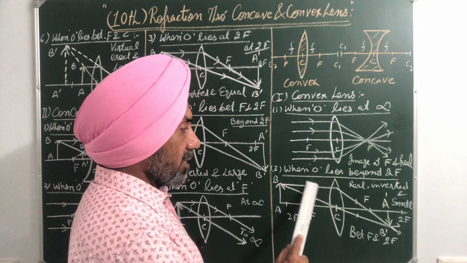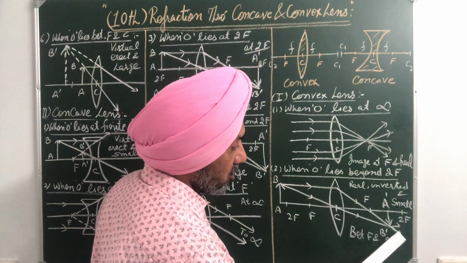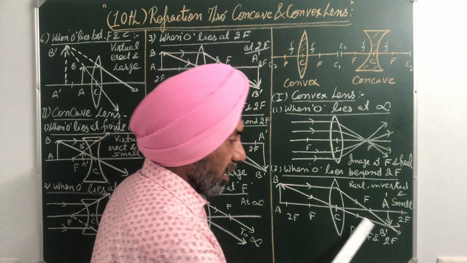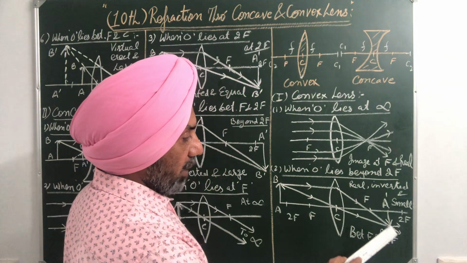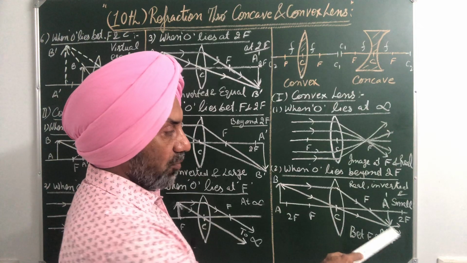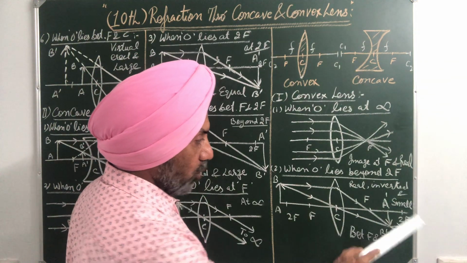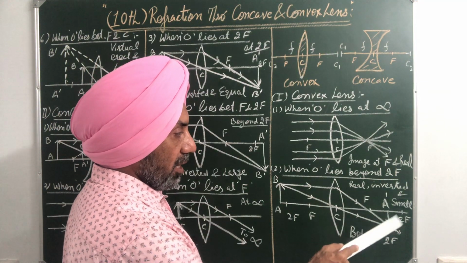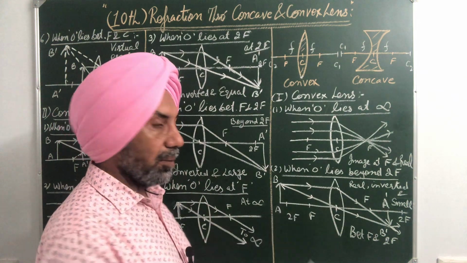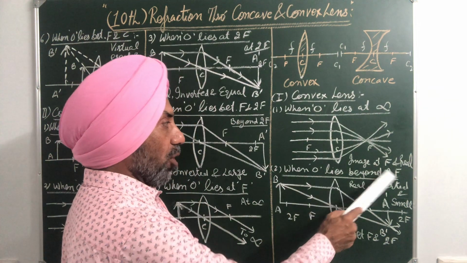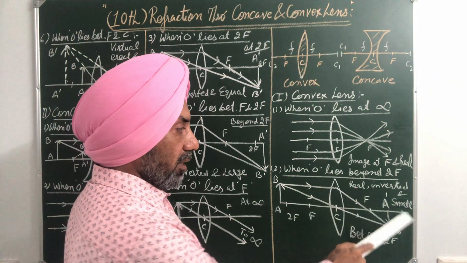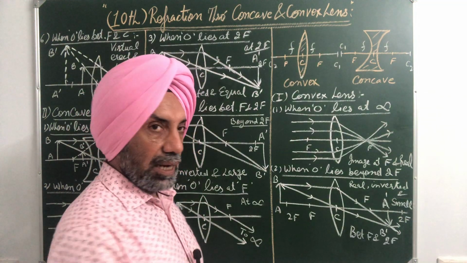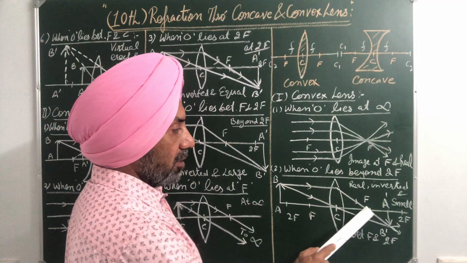Ray which is parallel to principal axis always passes through the principal focus, and the ray which passes through the optical center C of the lens passes undeviated. So these two rays meet at this point. This is a point of intersection which lies between f and 2f when object lies beyond 2f. So A dash B dash is the real image of the object AB. So when object lies beyond 2f, image formed is real, inverted and smaller in size, and the position of the image lies between f and 2f.